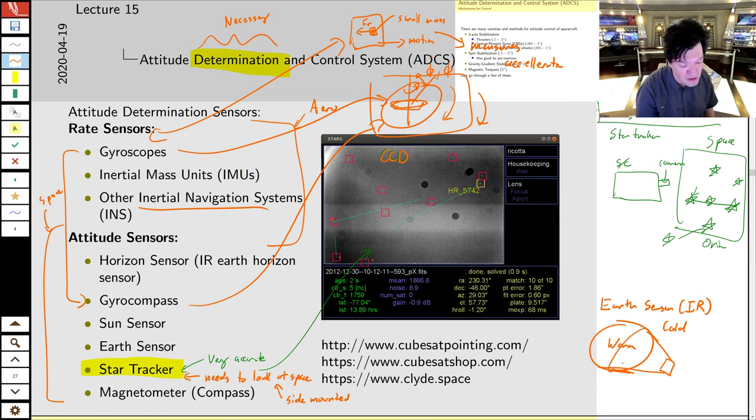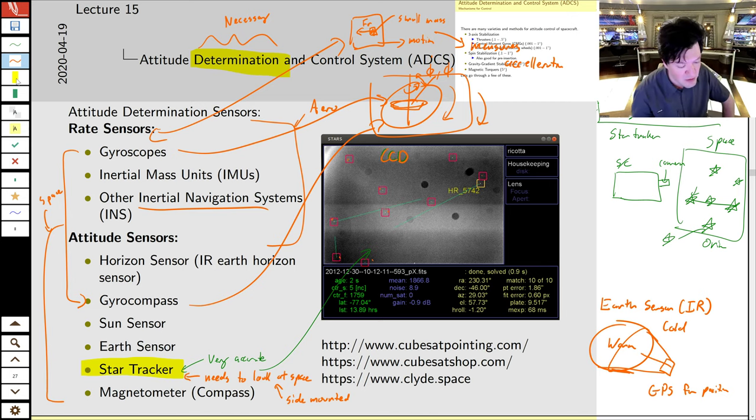It forms a circle there, and by pinpointing the center of that, if you know where the Earth is at a given moment in time, you can figure out what your orientation with respect to the Earth is. Assuming you know your position, for which you can get GPS. GPS works in space, by the way. So Earth trackers.